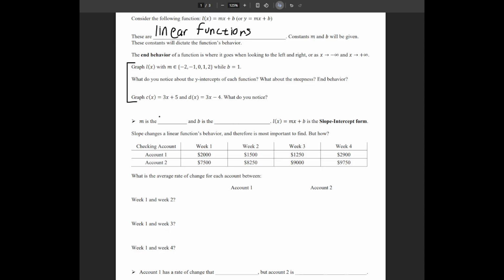In these equations, m is your slope, b is your y-intercept, or where you hit the y-axis. And in the form L of x or y equals mx plus b, this is called the slope-intercept form, the most common form for a linear equation that you'll see.